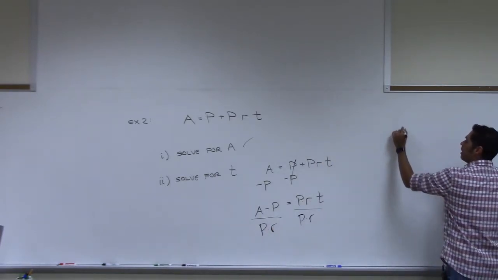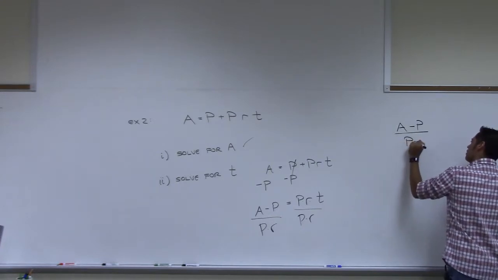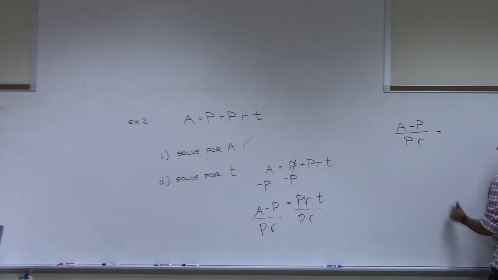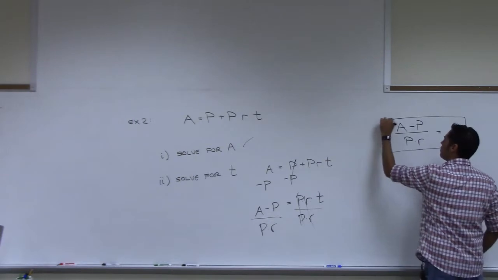And what you would get is A minus P, that whole thing divided by P times R, equals, and on the left side, the P's and the R's cancel, and you just get the T by itself. You all follow that? Okay, so that's it.